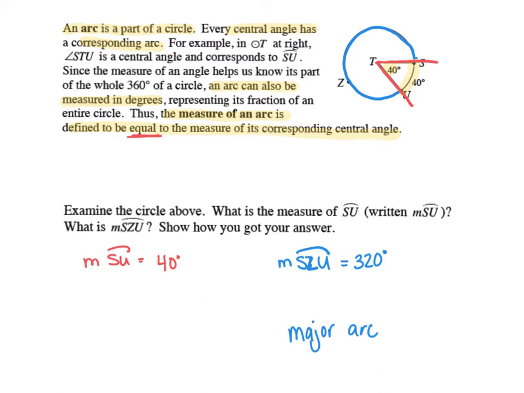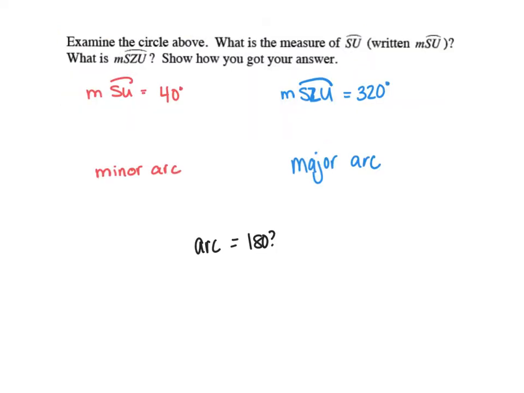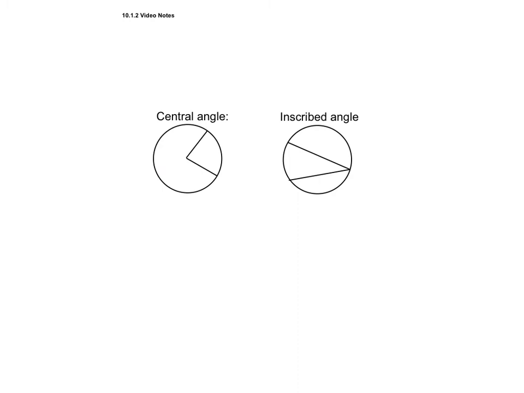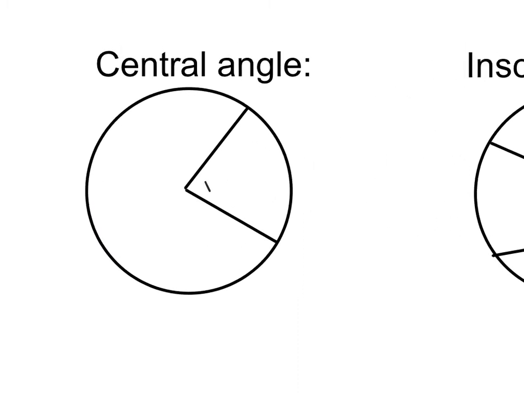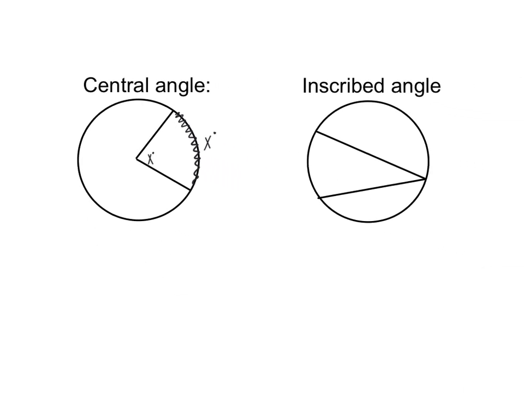Because that arc is more than 180 degrees, it is called a major arc, while SU is called a minor arc, as it is less than 180 degrees. If an arc is equal to 180 degrees, it is called a semicircle. So in summary, whatever the measure of the central angle is, its corresponding arc always has the same measure. The other type of angle we're going to talk about in this video is an inscribed angle.